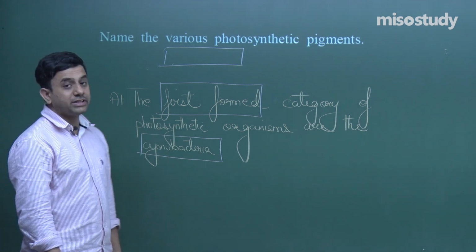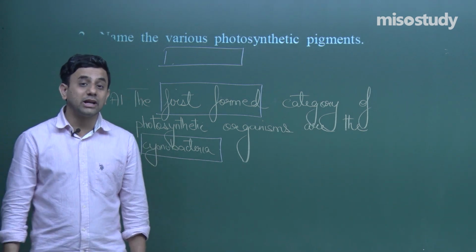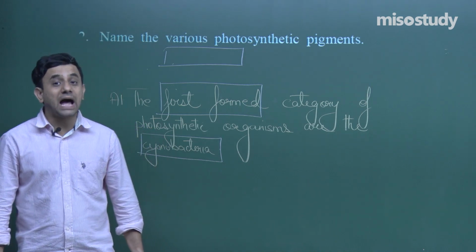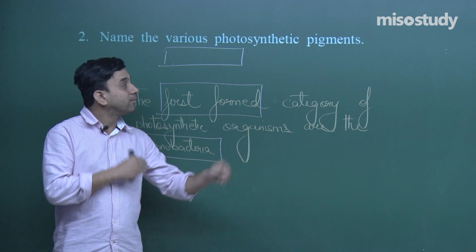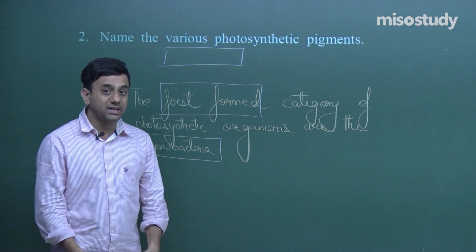Name the various photosynthetic pigments. Chlorophyll A, chlorophyll B, xanthophyll and carotenoid, all these are the photosynthetic pigments.